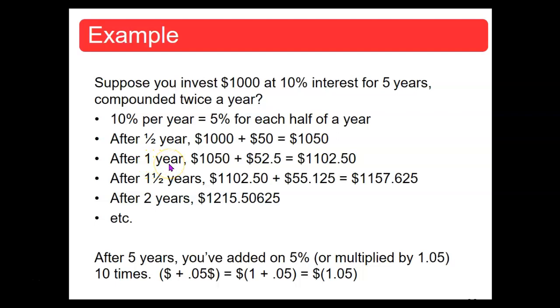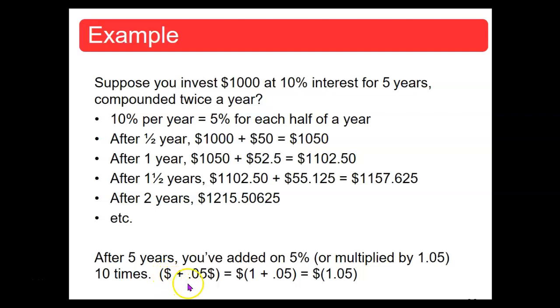After another half year goes by, so at the end of one full year, you earn 5% of what you had at the end of half a year, which is $52.50, and that brings you up to $1,102.50. After another half of a year goes by, you've earned 5% of that, which brings you up to $1,157.625, and so on. So you keep adding on 5%, or multiplying by 1.05 for each half of a year. That's 10 times in all over the course of 5 years.